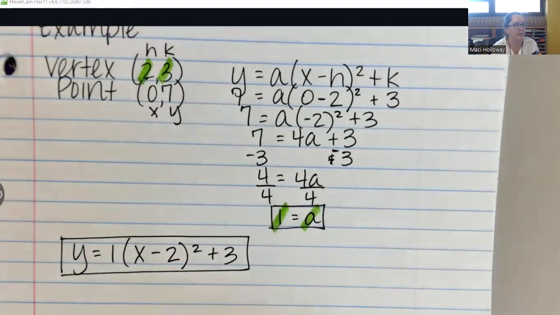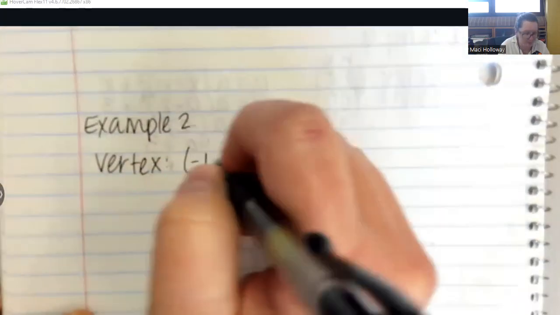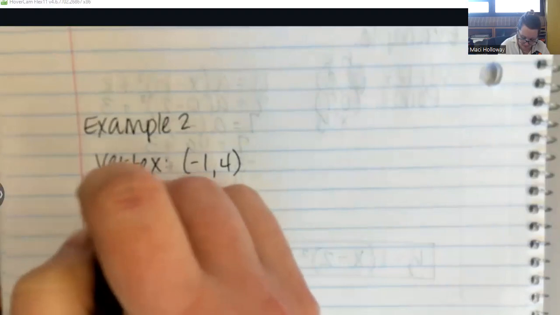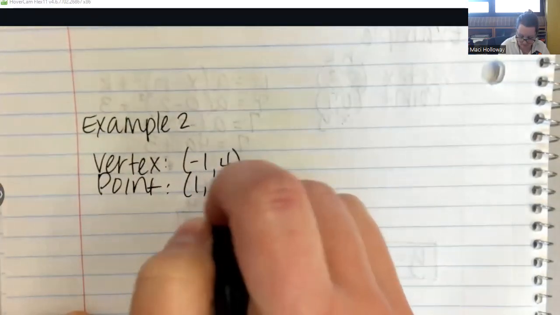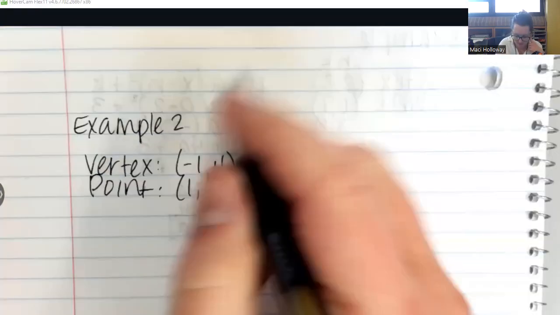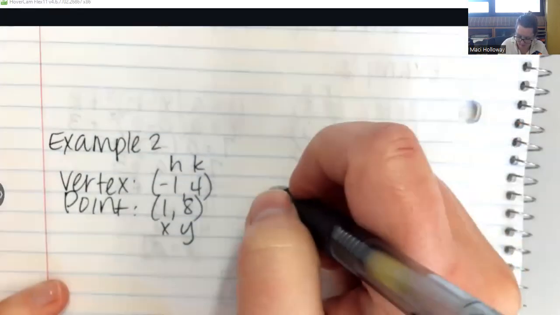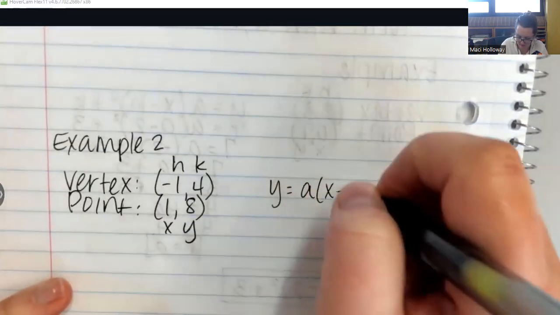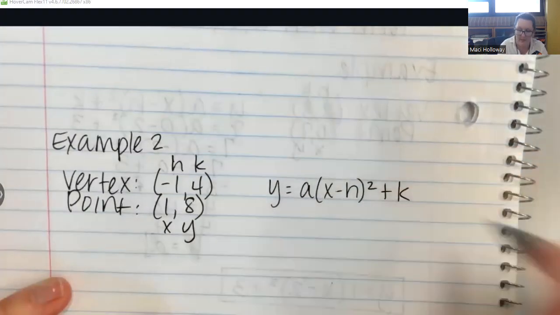All right, let's do another one. We're going to add a step to it. So here's example 2. We have the vertex, this is a good one, is (-1, 4), and our point is (1, 8). I'm first going to start by labeling: label h, k and x, y. And then I'm going to plug it into my vertex form: y equals a times x minus h squared plus k.